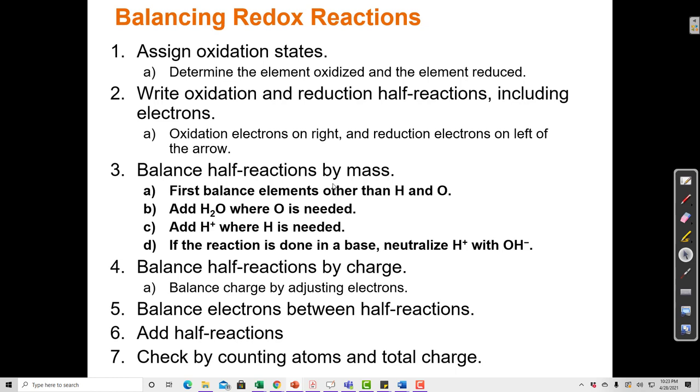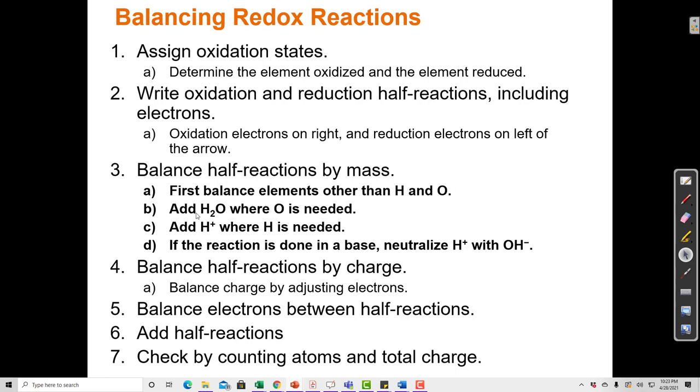I have H's and O's on the left side, and I don't have any H's and O's on the right side. And so you're asking the question, how could I possibly balance this reaction? There are no H's and O's on this side. We'll get to an example like this.